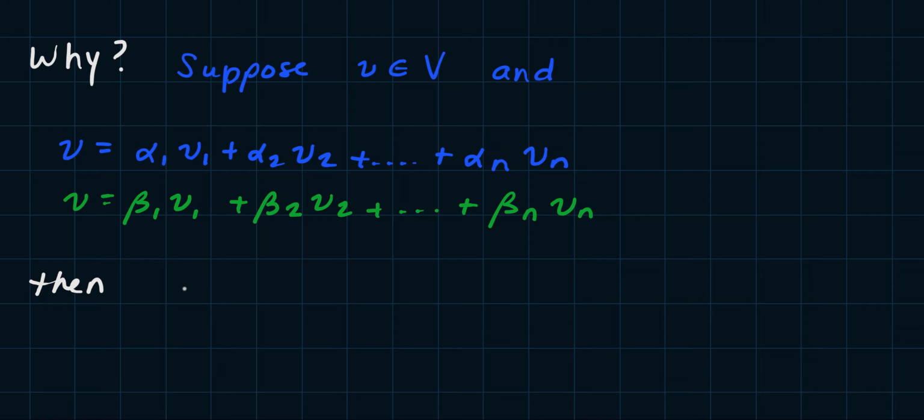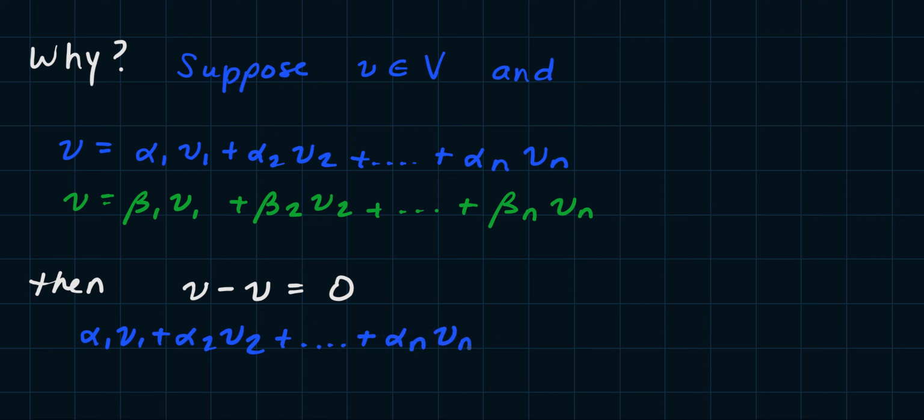Then if we subtract v from itself, we get 0. So since we're saying v minus v, that's the same thing as alpha 1 v1 plus alpha 2 v2 all the way to alpha n vn, subtract, I'm going to actually put a parentheses around this, beta 1 v1 plus beta 2 v2 all the way to beta n vn. This is v and this is v, so if we subtract them, we get 0.